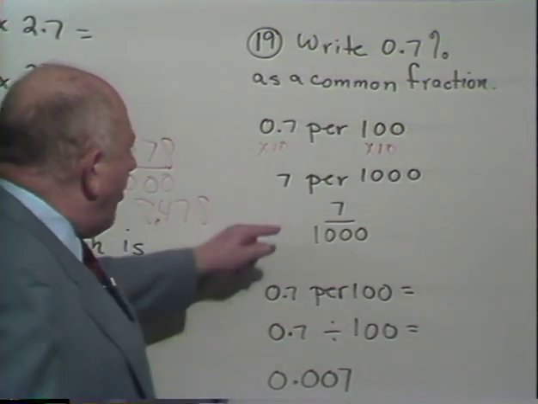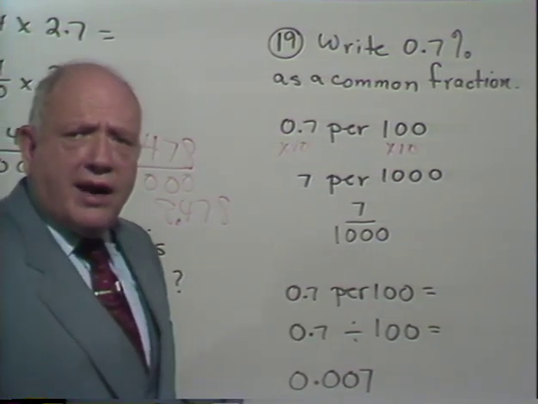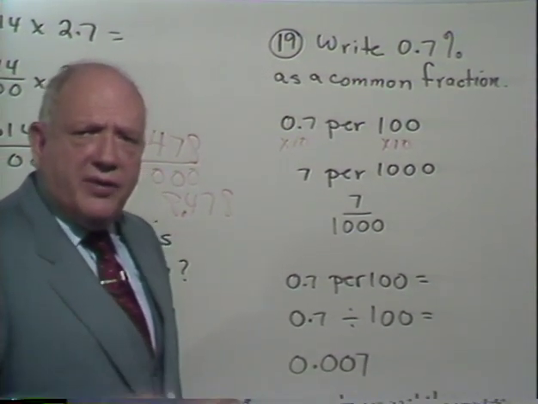And by the way, see, in other words, 0.7% is less than 1%. And how much less is it? You're not taking 1 out of 100. You're taking 7 out of every 1,000.